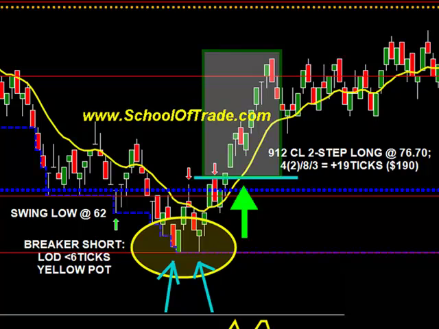Well, we got that just before 9:15, 12 minutes past 9. Entry here was at 76.70, and you can see the horizontal blue line just above yesterday's low of the day at 76.66.